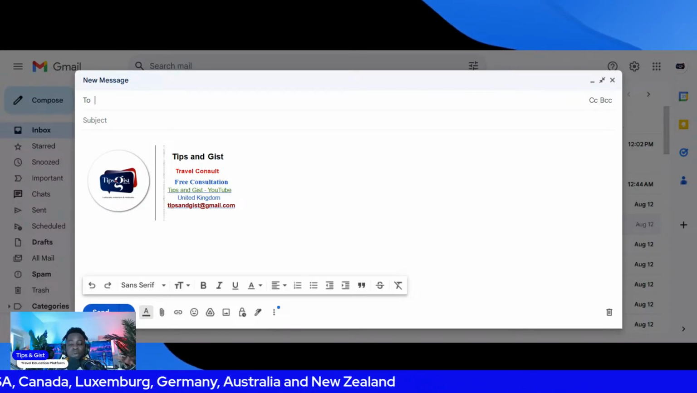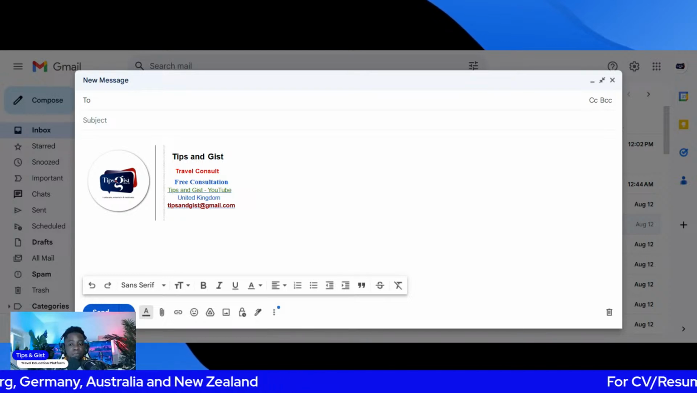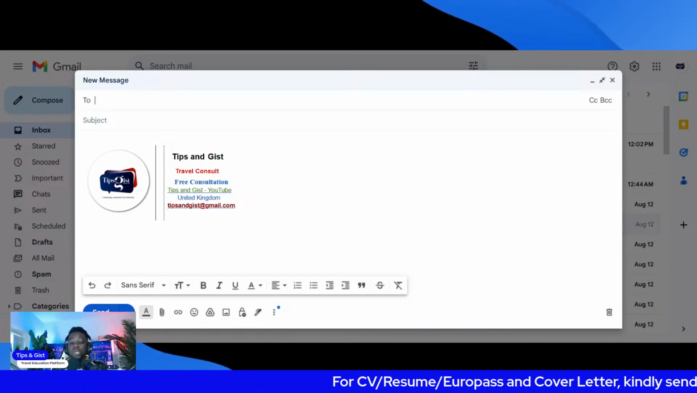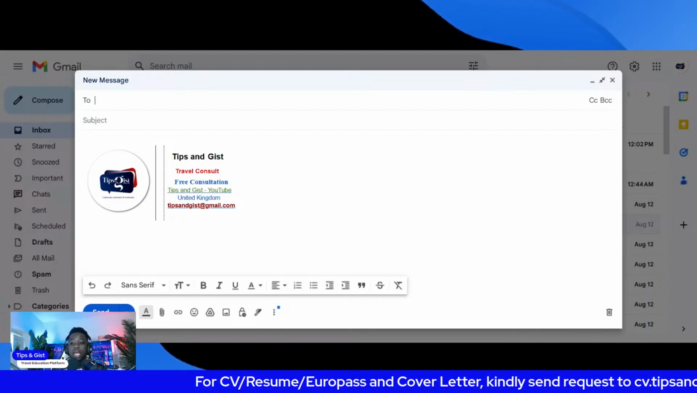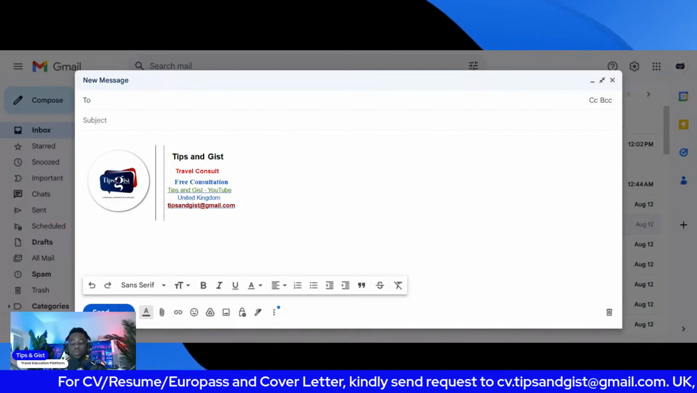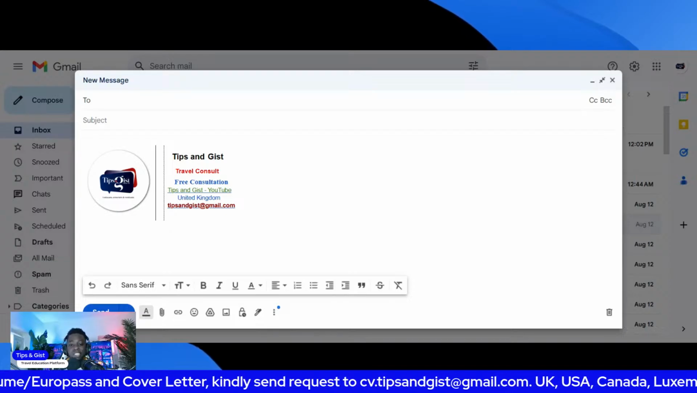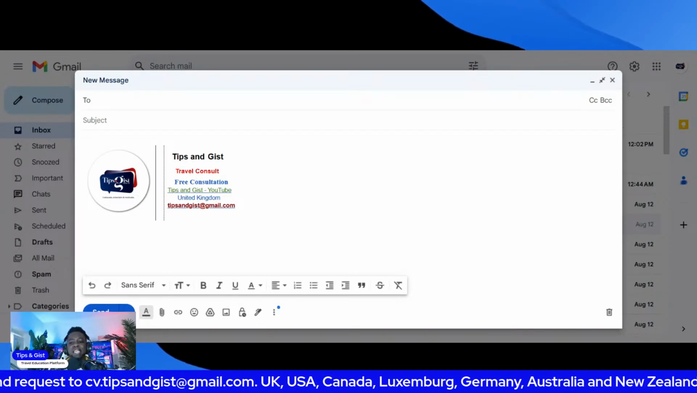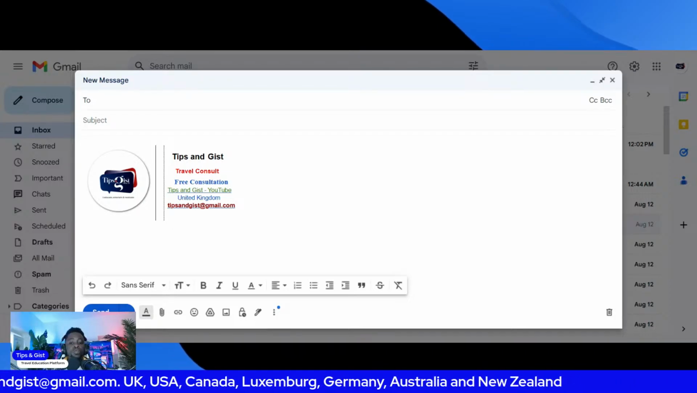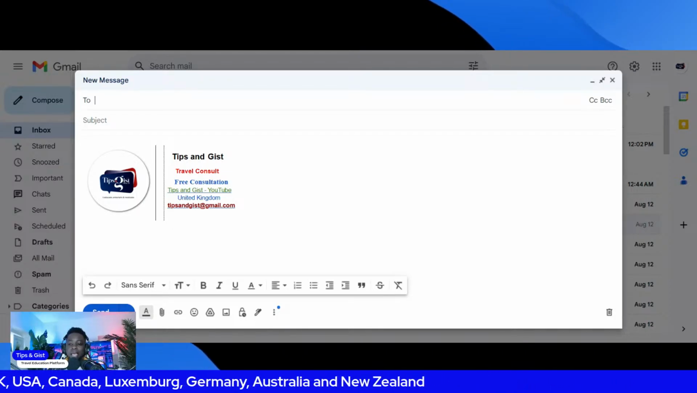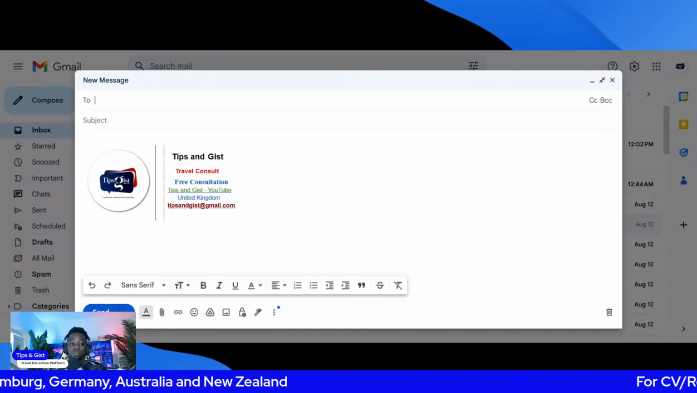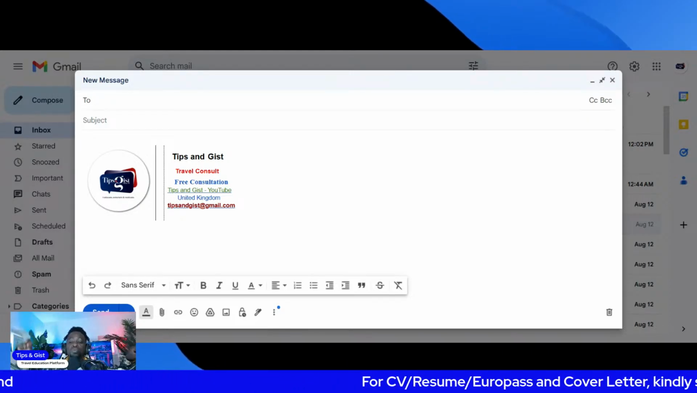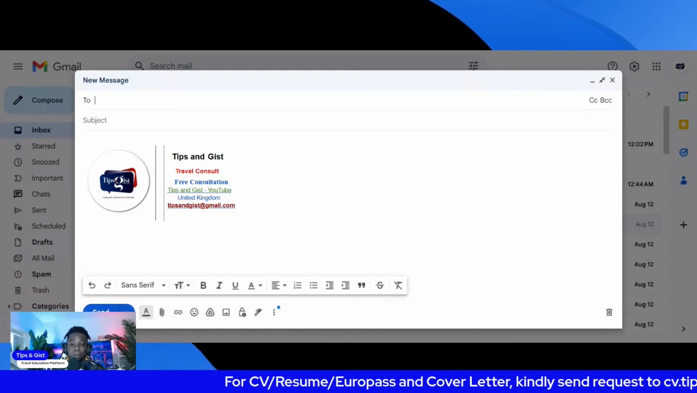For instance, if you are sending an application to an employer and you enter the employer's email address as the main recipient, and then in the carbon copy, the CC, you enter Tips and G's email address, I will see the message you sent to the employer. The employer will also see that you have allowed Tips and G's to see whatever is ensuing between the two of you. So with the CC, anybody receiving the message will also see that you have copied another person.